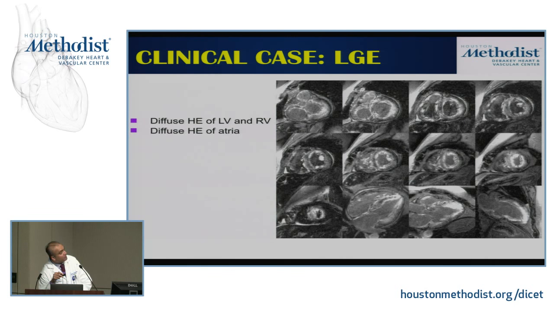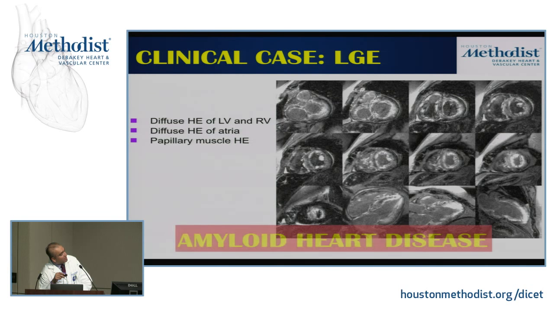So we see really this very classic pattern of diffuse hyperenhancement affecting both the LV as well as the right ventricle, also affecting the atrial walls, affecting the papillary muscles, as you can see over here. And this really is a pathognomonic finding on CMR for amyloid heart disease.